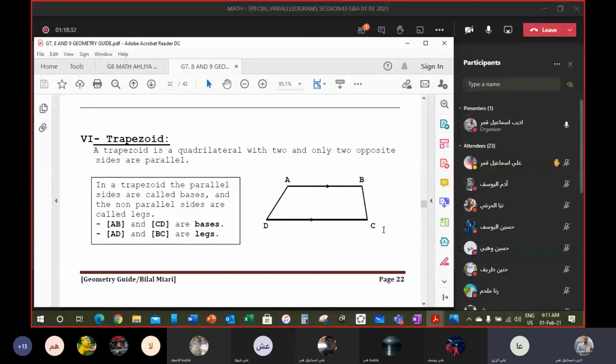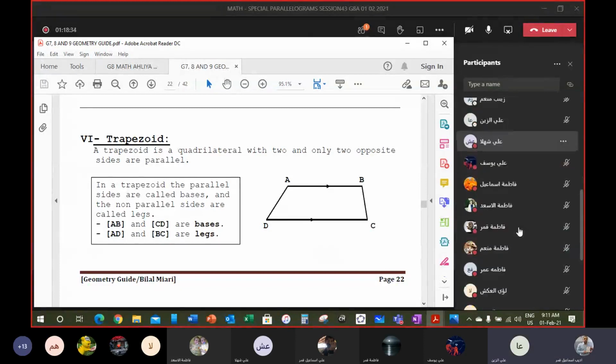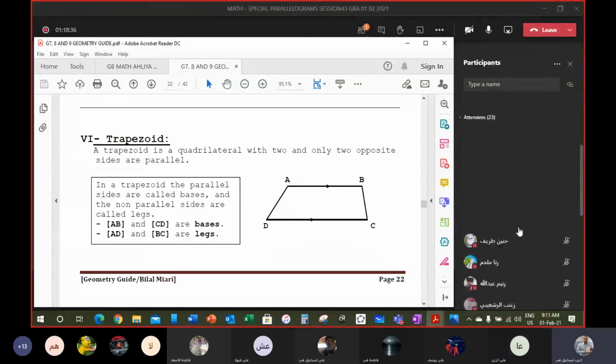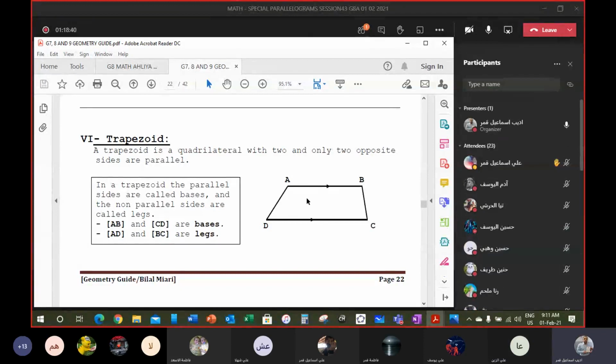They are not equal to each other, understood? No, it just has two opposite sides parallel. Pay attention to the definition. A trapezoid is a quadrilateral with two and only two opposite sides parallel. So only AB is parallel to DC. As for AD and BC, are they parallel? No. A trapezoid has one and only one pair of opposite sides parallel.